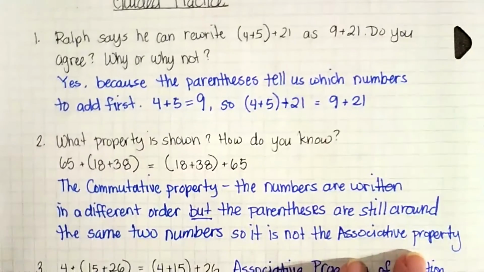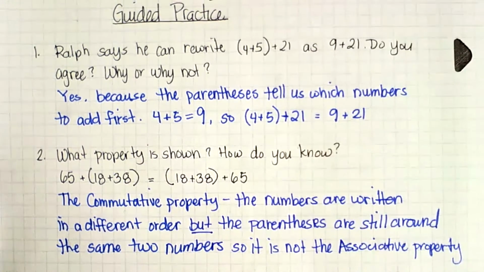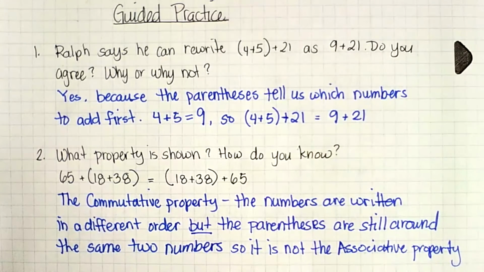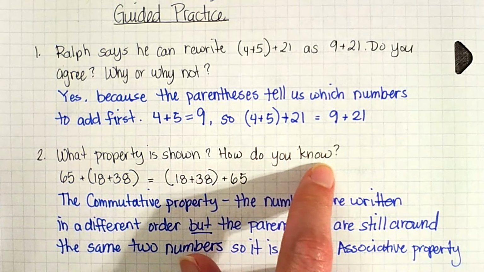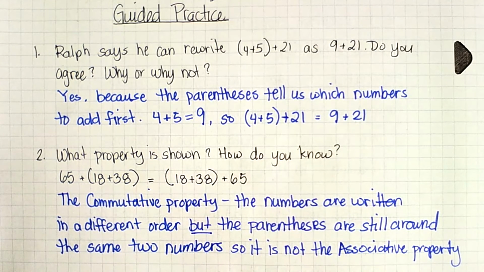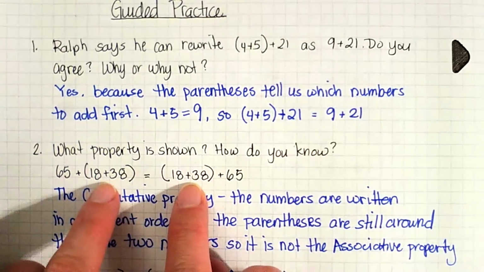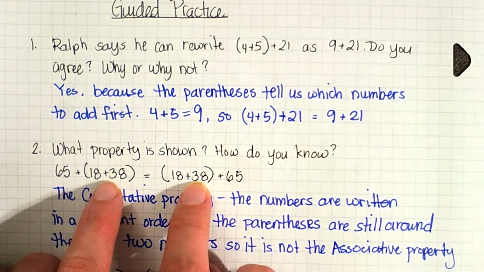For number 2, and this is what I was talking to you guys about where it gets a little bit tricky sometimes. That's why you have to pay really close attention to which numbers they put in parentheses for you. What property is shown and how do you know? Now, a lot of times when we look at it, we see parentheses, we say, oh, okay, it's the associative property. It's got to be because it has grouping. But if you notice, the numbers that are grouped in the parentheses are the same numbers on both sides. So that means it is not going to be the associative property.